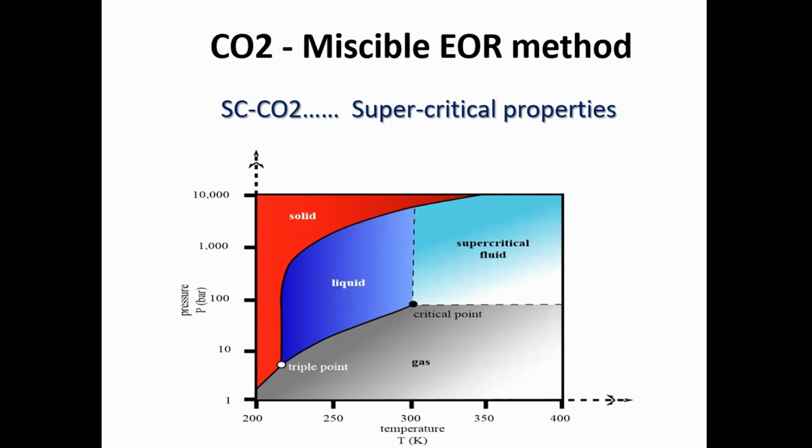The viscosity of supercritical CO2 is equal to 0.023 centipoise. Very small viscosity. The density of supercritical is between 600 to 800 kilogram per meter cube, or 0.6 to 0.8 specific gravity. So this is tertiary, a very good example of tertiary.